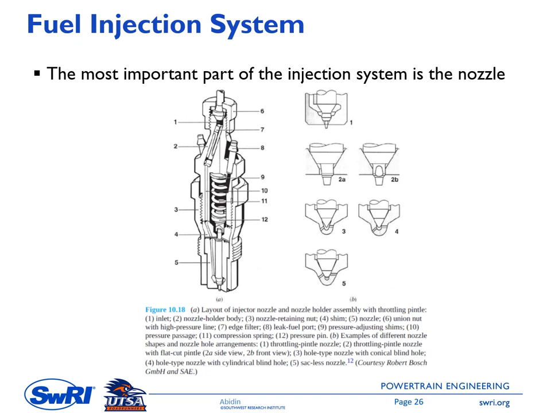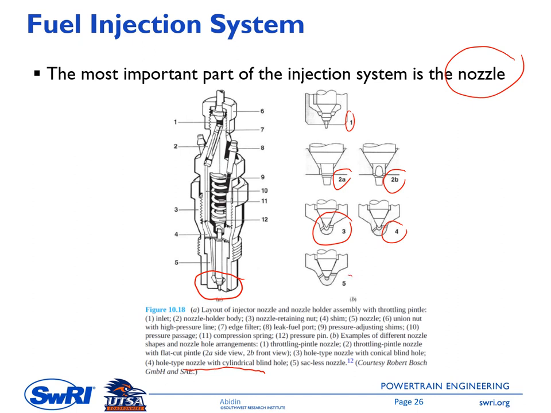The most important part of the injection system is the nozzle. This is at the tip of the injector. On the right side, you can see a schematic of this nozzle. For example, number 1 is a throttling pintle nozzle, and 2A, 2B are the side view and front view. Number 3 is a hole type nozzle with a conical blind hole, and number 4 is a hole type nozzle with a cylindrical blind hole.